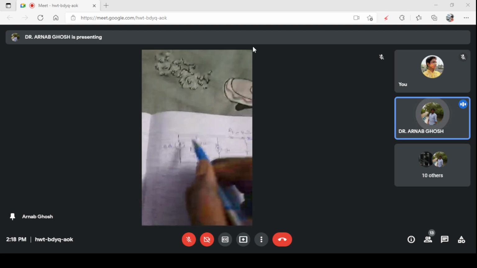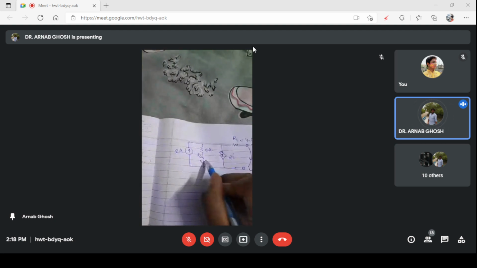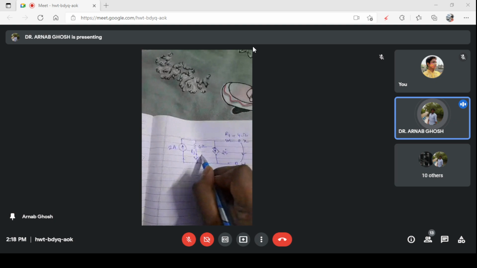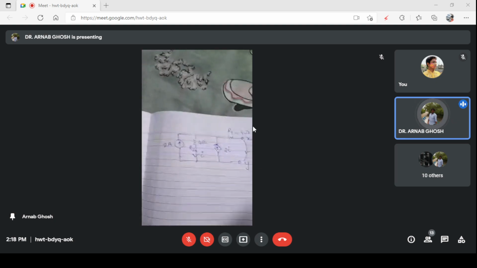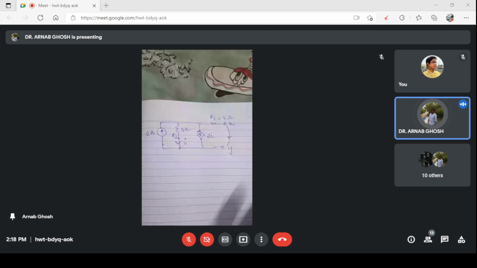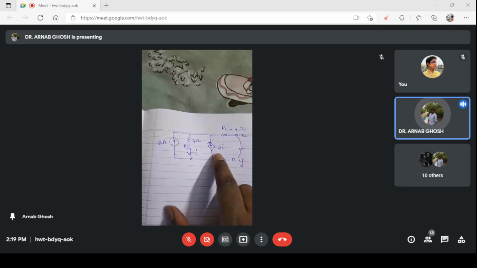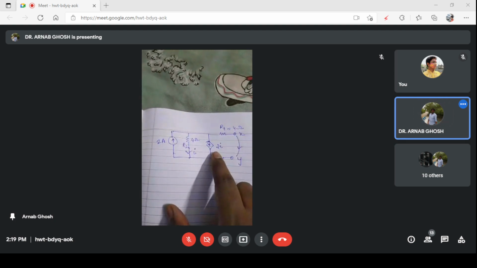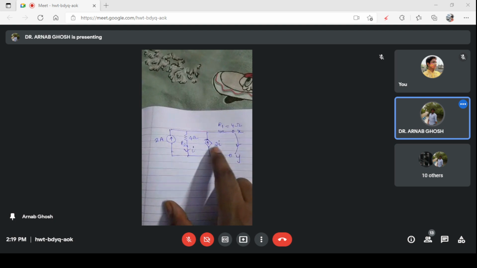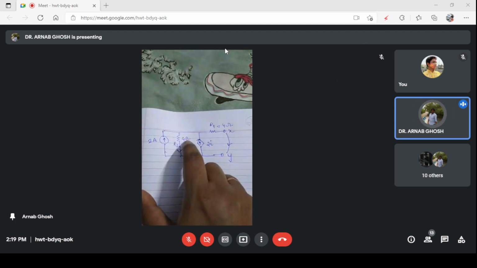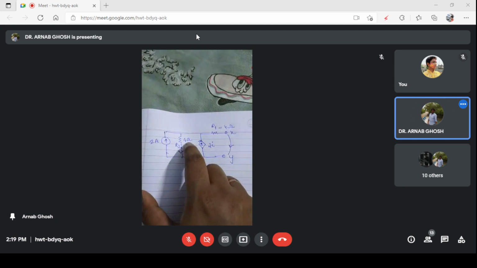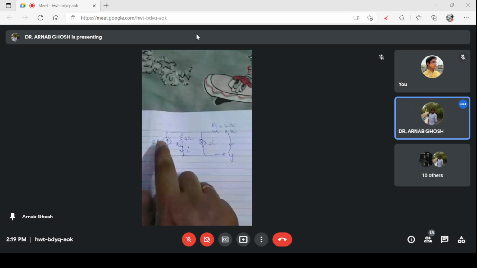And this is equal to I that has been given to you. The current through this R2 branch is equal to I, and this dependent current source is equal to 2I, and this is 4 ohm, right?